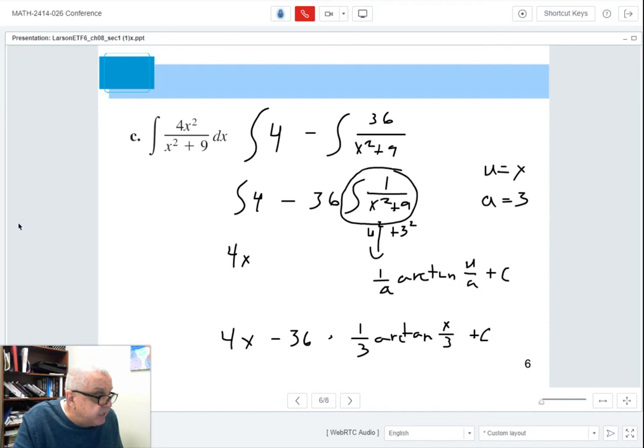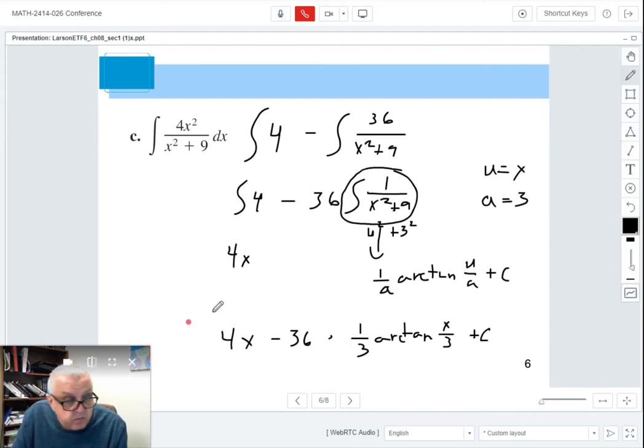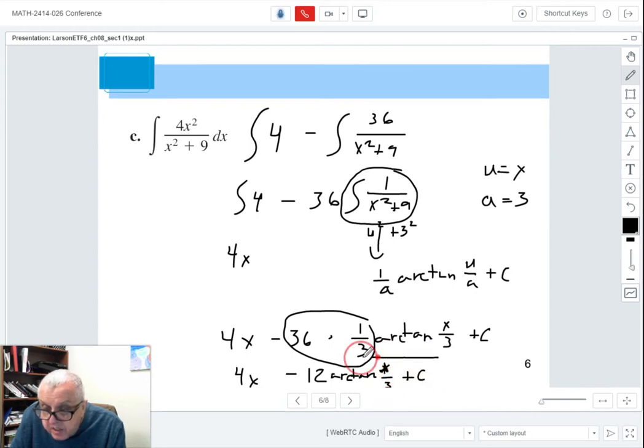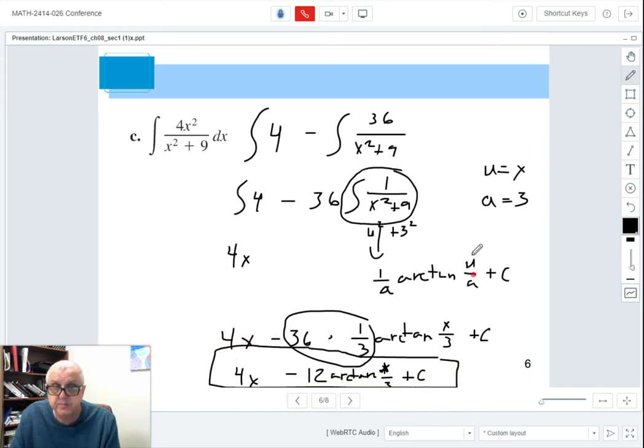And the only thing we're left with is to clean that up a little bit. We end up with 4x minus 36 times 1/3, which is 36 divided by 3, which is 12, so minus 12 arctan of x over 3 plus c. And this is our integration answer.